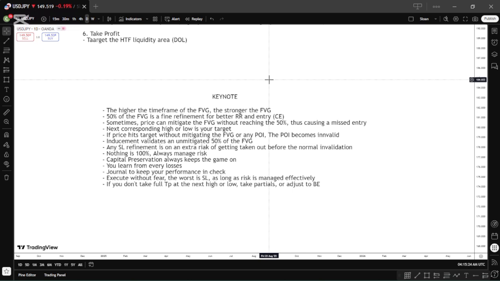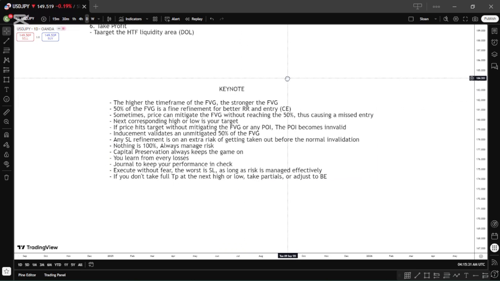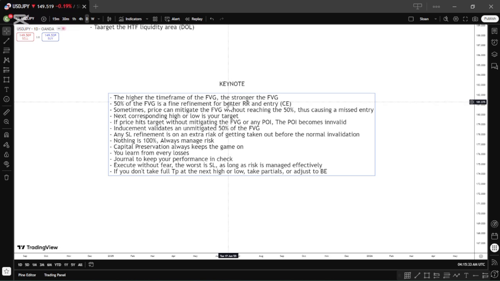Okay, so 50% of the fair value gap is a fine refinement for a better risk to reward and entry. The 50% is the consequent encroachment, and it's a very good place to set your entry because most times the market looks to come and fill in 50% or even below 50%, or maybe 75% of the fair value gap, and then moves in a certain direction. This is also important if the fair value gap you marked is way too large and you don't want to risk a lot of money. So you can basically set it to refine the entry.